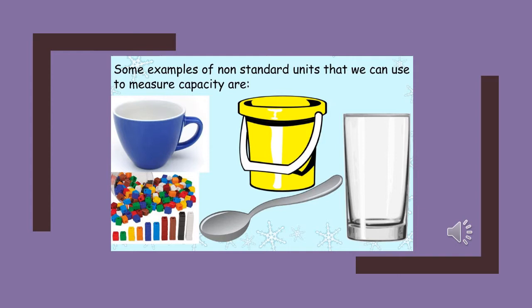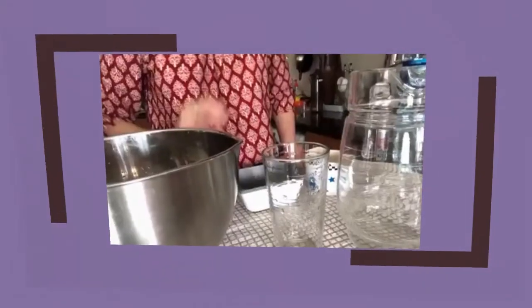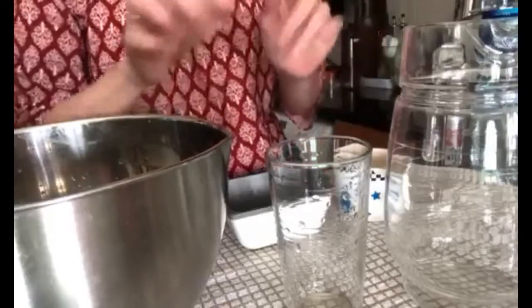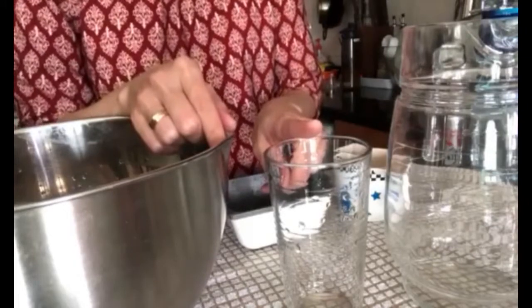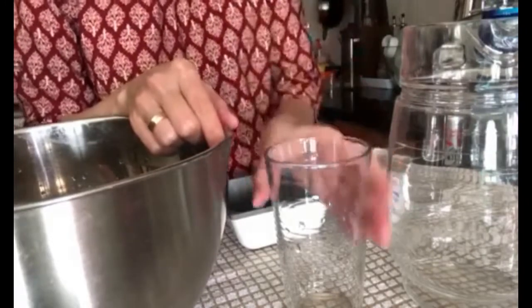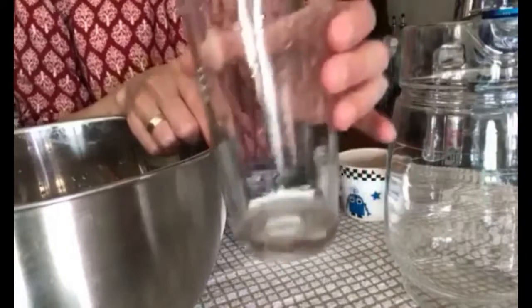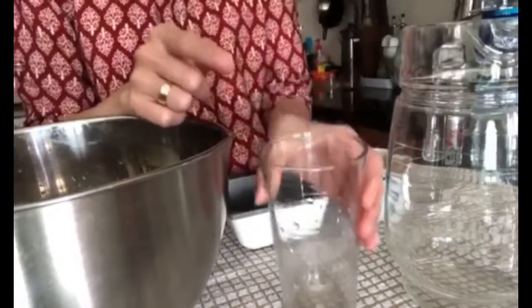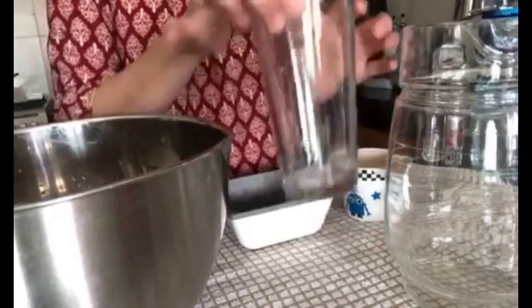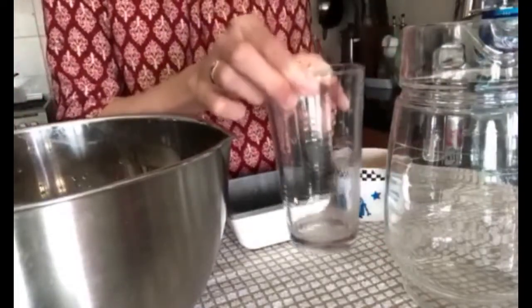For example, when we measure the bucket using the glass, we use that term. The capacity of a container can be described using the name of the container. So, for example, a glass full is the capacity of a single glass. And a container can have twice or many times the capacity of another container.